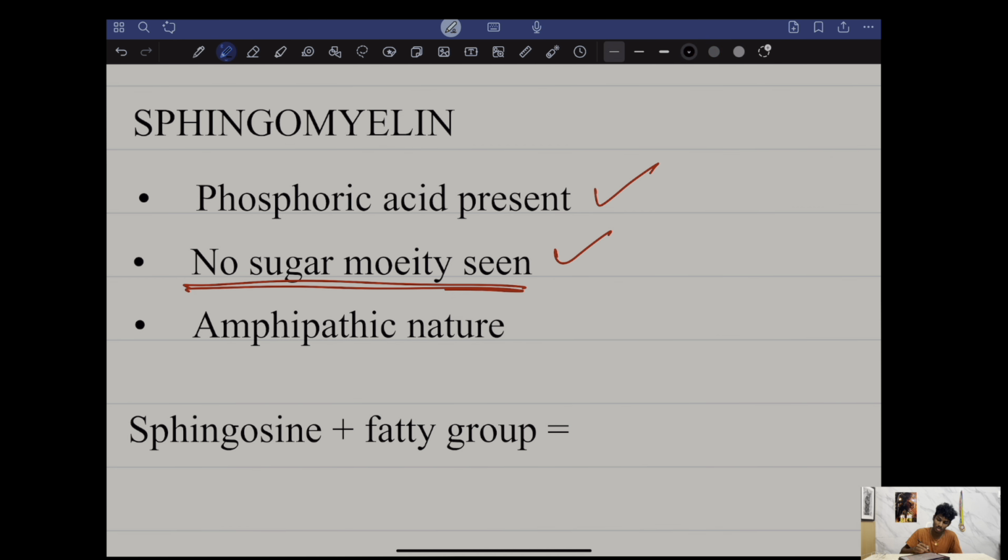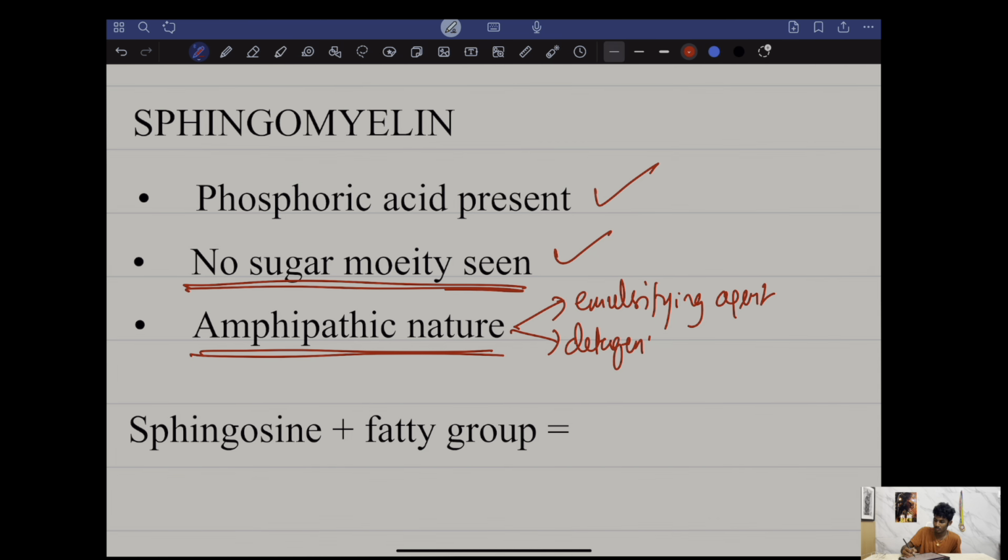Okay, next. Sphingomyelin is amphipathic in nature. What do you mean by amphipathic nature? See, amphipathic means dual role. It is going to act as both an emulsifying agent as well as a detergent. One more thing I want to say about the amphipathic nature is the surfactant importance.